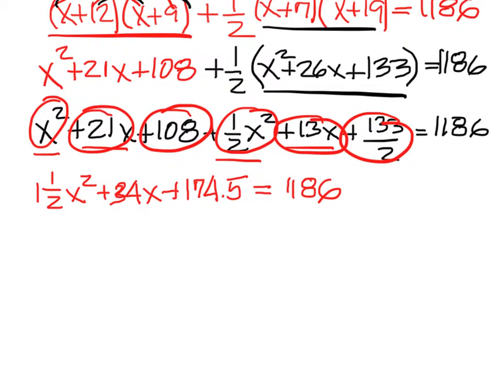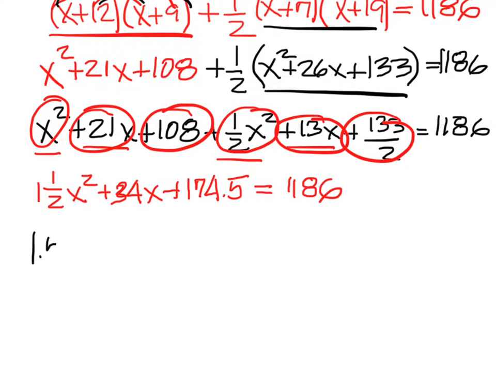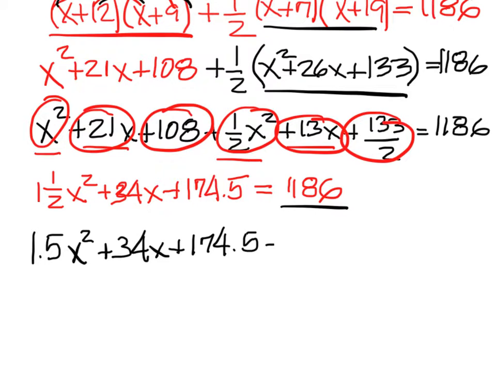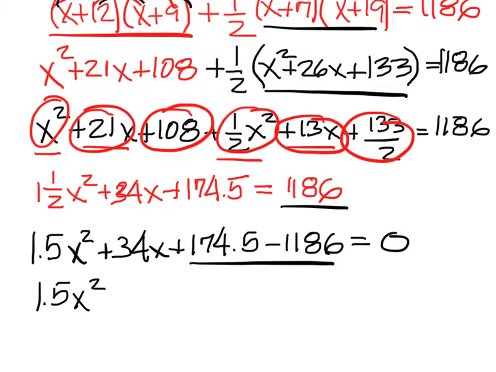You're dwindling this all down to a quadratic equation that you can solve. So over here we have 1.5 x squared plus 34x plus 174.5. Move this to the left and make it minus. And now you have to simplify that back end. 1.5x squared plus 34x. And we have to do 174.5 minus 1186. And come up with minus 1011.5.